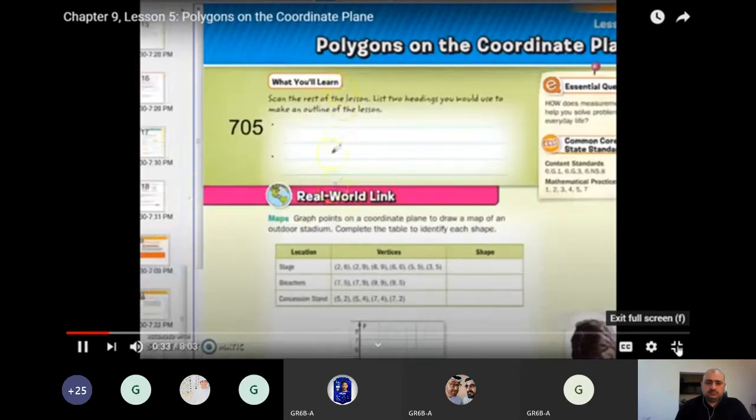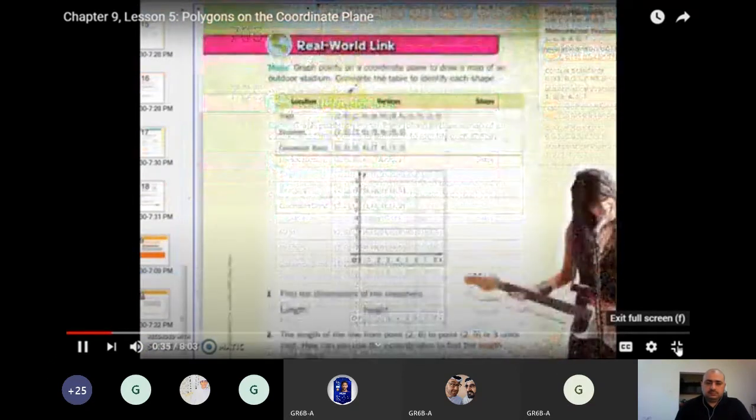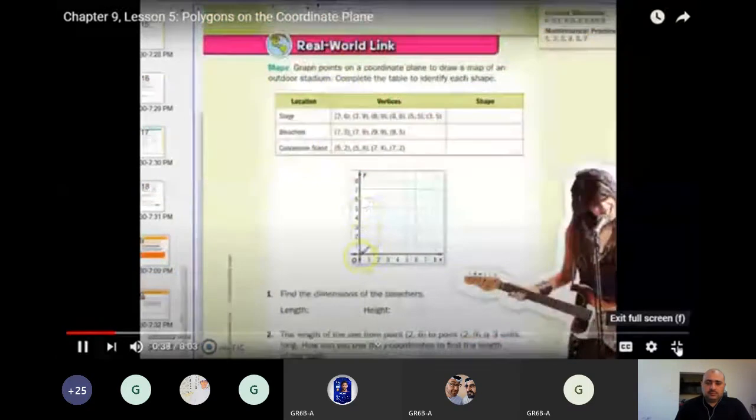is if you're plotting points here, let's say, I want to plot the point 2, 6. I walk 2 to the right, and then I fly 6. That's what we mean when we say walk before you fly. 2, 9, walk 2, fly 9. 6, 9. So you walk 6, fly 9. And 6, 6. Walk 6, fly 6. Okay, and that's basically what we're going to be doing today.